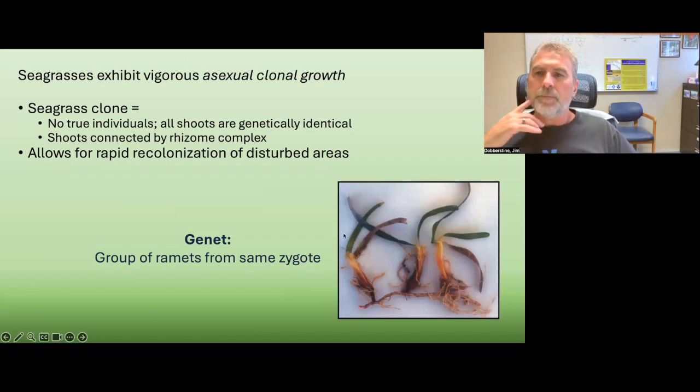Okay. And so in these colonies, then there aren't really true individuals. They're all genetically identical and they're all connected by this rhizome complex that you see here. Let me use my laser pointer again. So in this area right here.